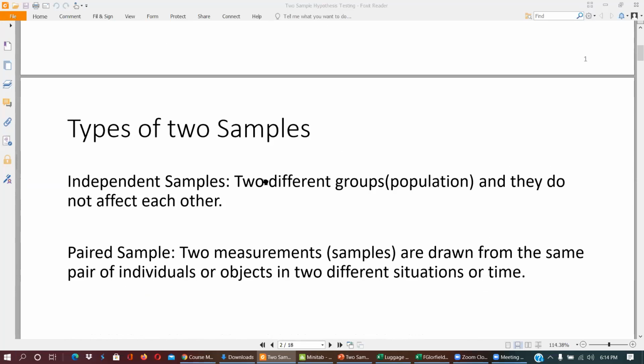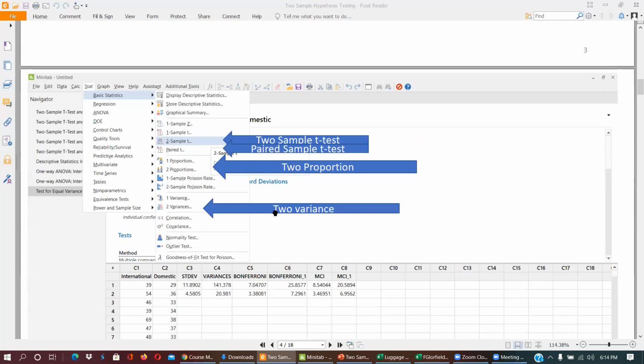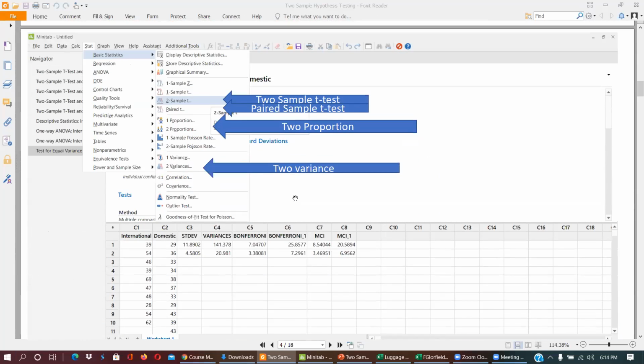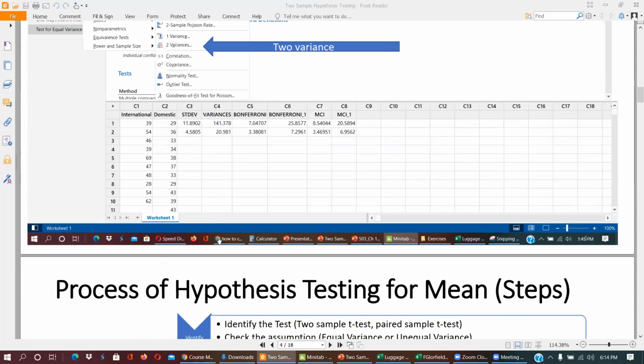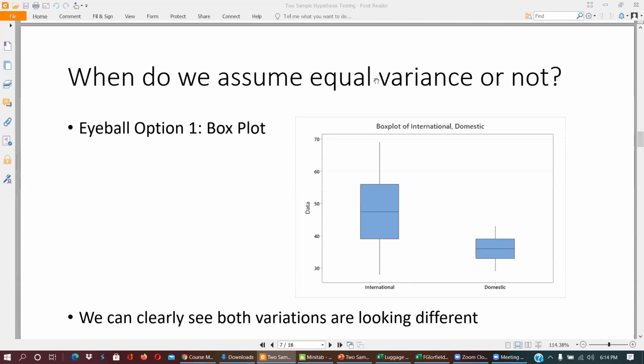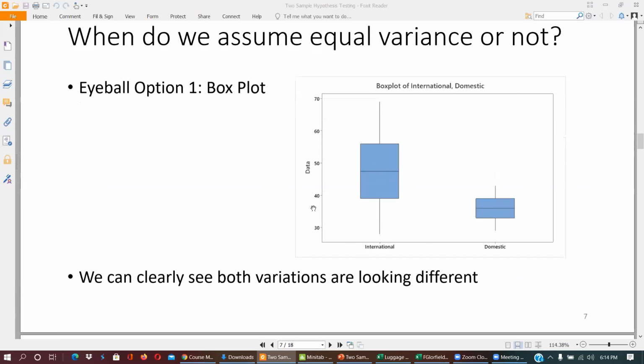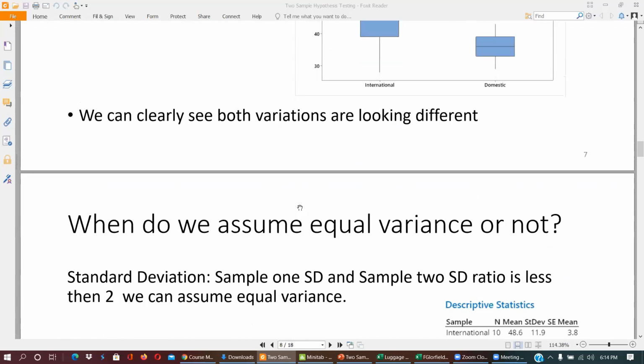Yep. Okay. So here, how do we see whether this is equal or not? Join the meeting. And look into this. This is the option under which, when do we assume equal variance or not? So there are a couple of ways to do that. Number one, you just do the box plot. And using the box plot, you can clearly see how both the samples are behaving. And based on that, you can select equal or unequal.